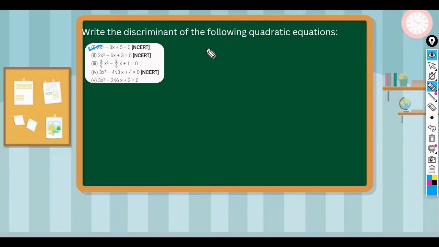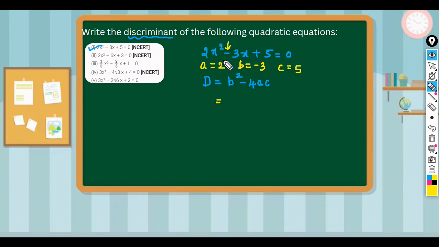First question is 2x square minus 3x plus 5 equal to 0. First we are going to get the discriminant of this, right? So we know the formula is D equal to b square minus 4ac. So I need a, b, c. If you see here, your a is 2, and your b is minus 3. Whenever there is a negative sign present, you need to consider that very importantly, which students always fail to do. Then the c value is 5.